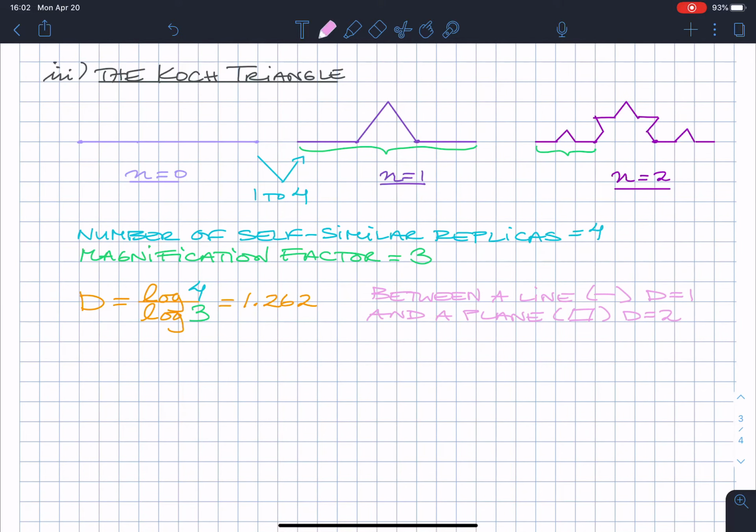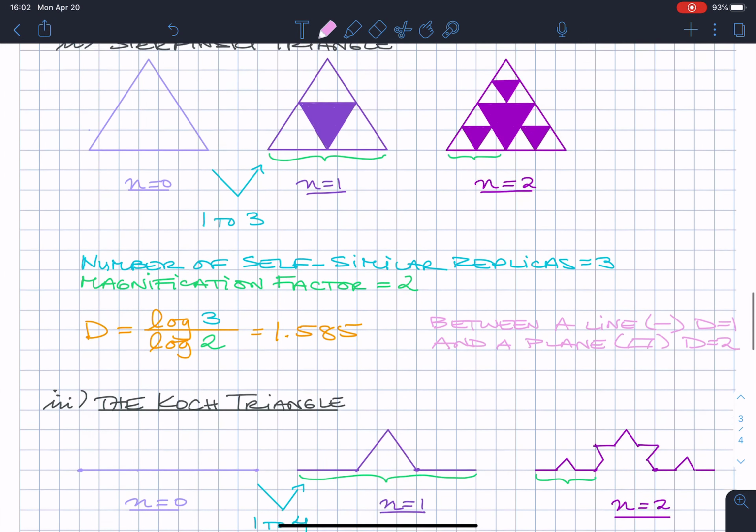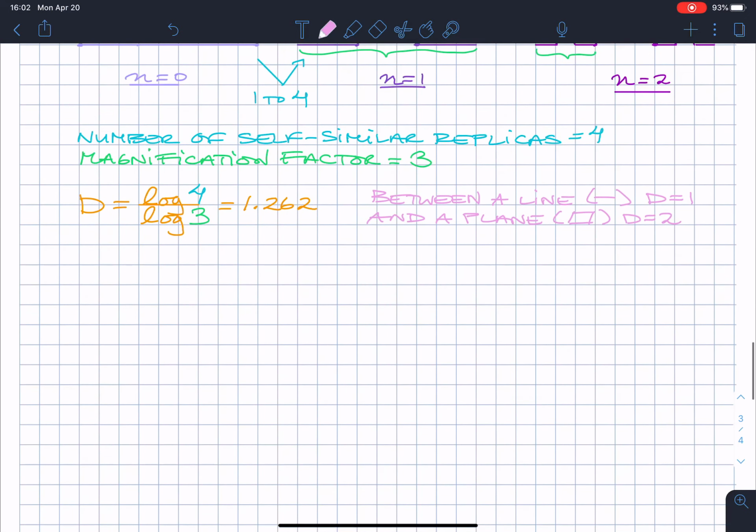So notice I'm increasing from dimension 1. I started with a line, but by making the line more and more complicated, if I take this to the infinite iteration, I get something that's almost like a piece of paper. Whereas in the Sierpinski triangle, I began with a piece of paper or a plane, and I kept on taking away from it. So I'm going down in dimension.